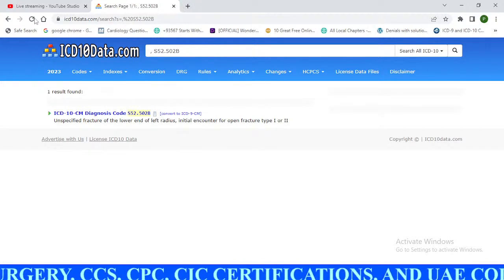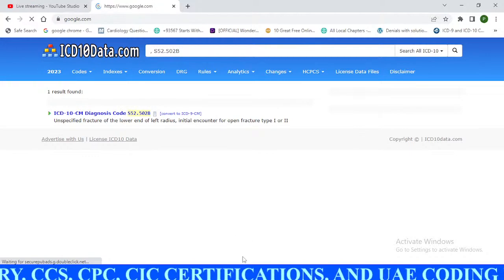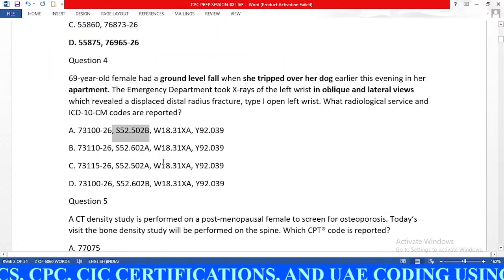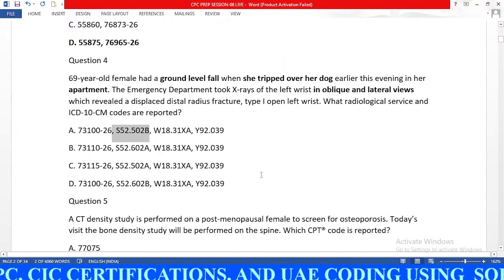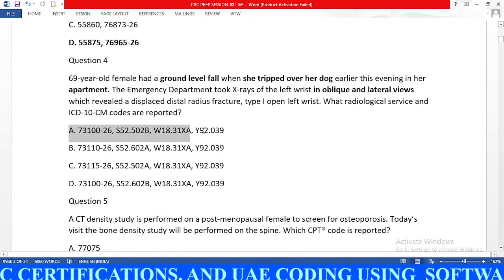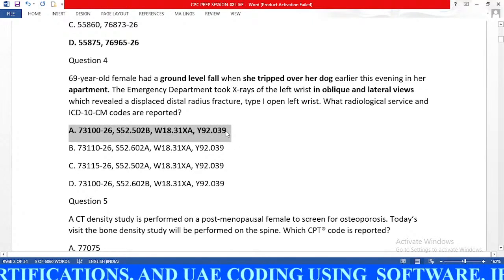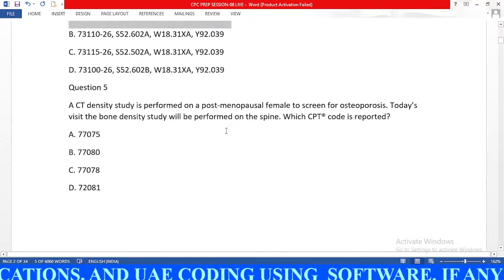So I hope everyone got this answer. Yeah, most of the people wrote correctly. No need to think more about this answer. So because of this reason, answer A is the correct answer.